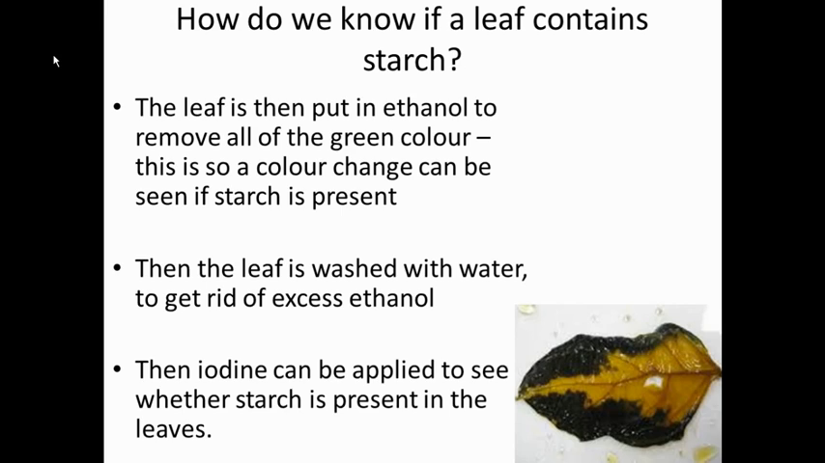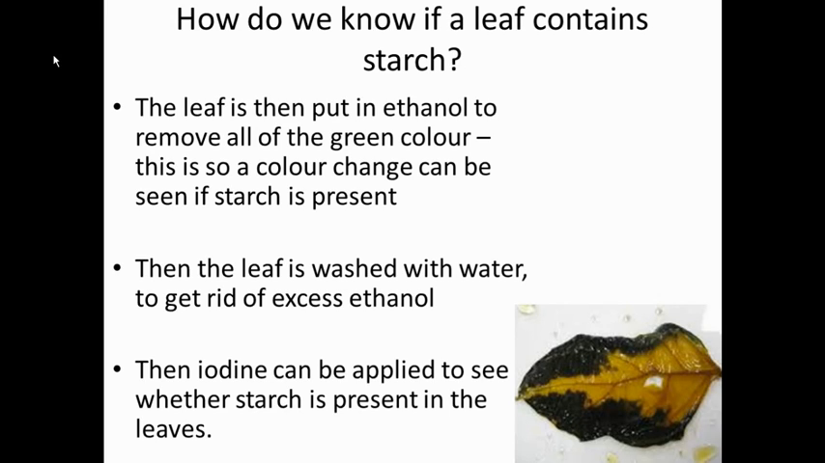So the leaf is then put into ethanol. Ethanol is a type of alcohol, okay, and this starts to break down all of those cell walls, and it allows the chlorophyll, which is the green chemical, to be removed. So the leaf will no longer be green, okay. This is because it makes it more obvious to see whether there's a colour change. So rather than a leaf being dark green, it goes a light green or whitey colour. And when you add the iodine to it, you can see the colour change more obviously.